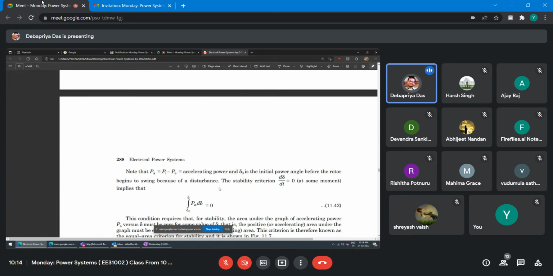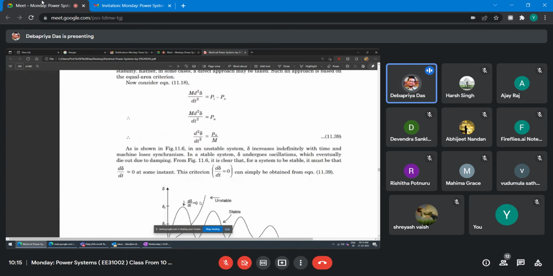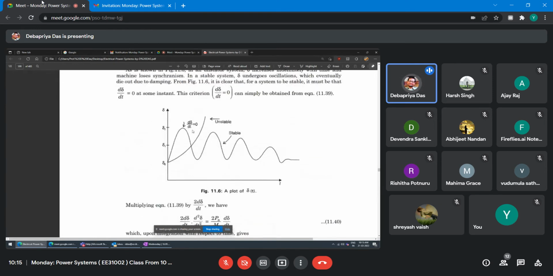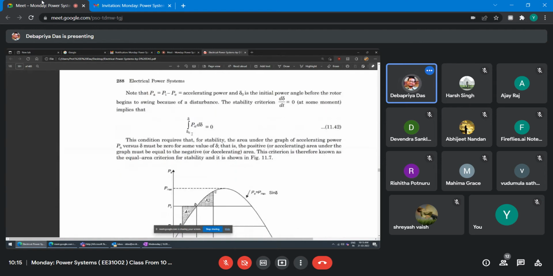I mean, some disturbance means the load is increasing or decreasing, but before that disturbance, the initial operating angle was delta zero. For the stability criterion, d delta by dt is equal to zero, because for stability this condition we have to apply. So in this equation, if you say d delta by dt is equal to zero, then you get the integration from delta zero to delta of PA d delta equal to zero. This condition requires that, for stability, the area under the graph of accelerating power PA versus delta must be zero for some value of delta.